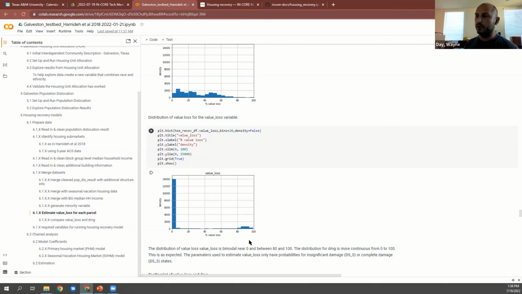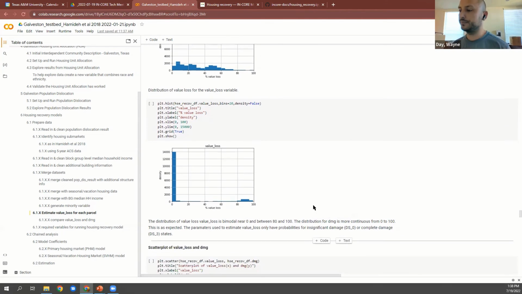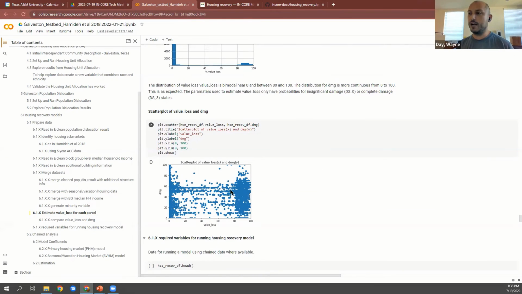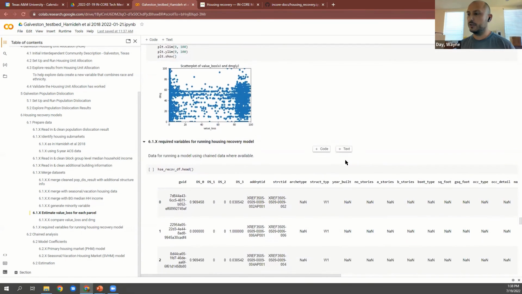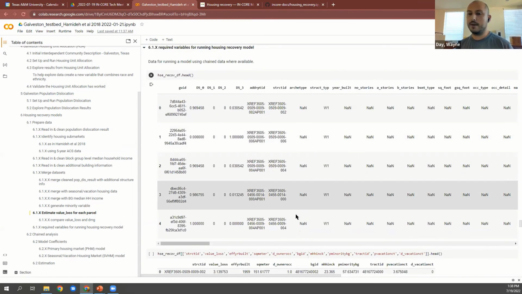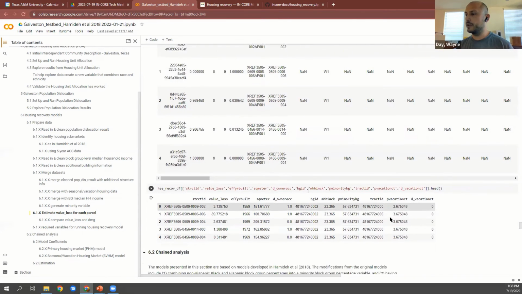Here, in the notebook, it was not so much about producing reality, but more about proving the concept of being able to link to other analyses. The next steps are to improve the input data into the model to get better results. This is just a scatter plot showing value loss and damage. But for the sake of time, I'm going to keep charging forward.